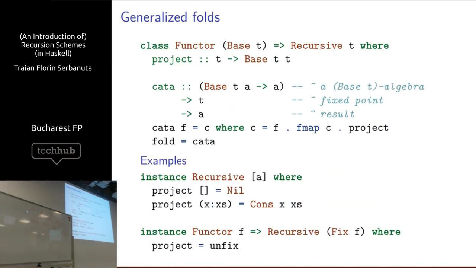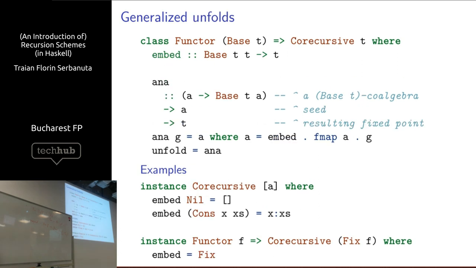Let's see if we can finish this. Okay, and similar, copy the slide and change the arrows, hopefully right. We have generalized unfolds. So we have this idea of a co-recursive type given a base for the type, which should be a functor, and given an embedding from the structure associated to the base of T to T. This is actually an algebra of carrier T for base of T. Then I can do an unfold, which is called ana, from anamorphism, which is the unique morphism from a coalgebra to the final coalgebra.